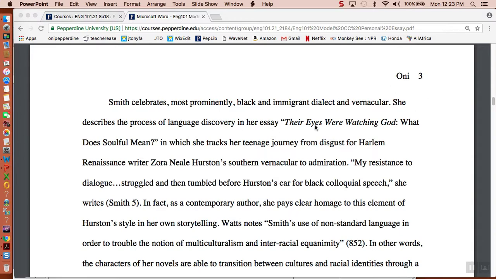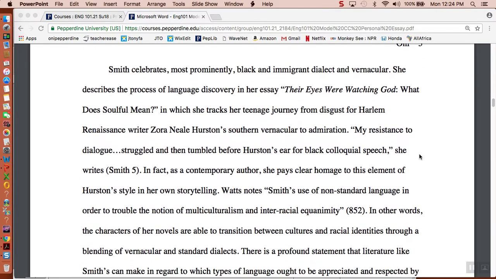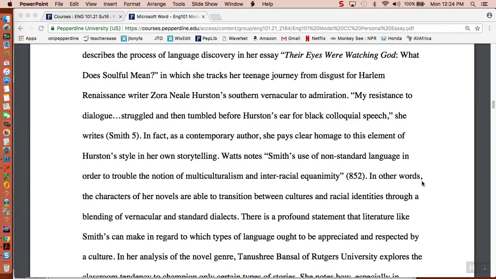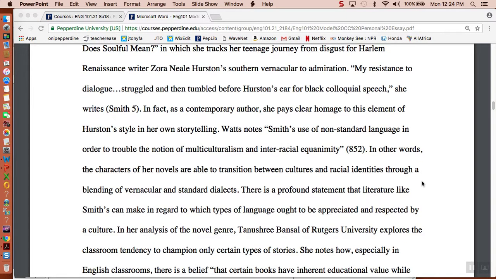And I integrate research, the article that we looked at, and talk about this notion of her realizing the beauty and the power of Southern vernacular, and then I go into research from an author named Watts who has a lot of analysis of non-standard language that's used in Smith. So it's a little bit more of an objective contextualization for that. And again, other research I did just ties into the broader point here.